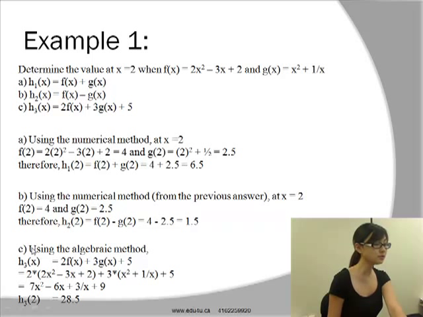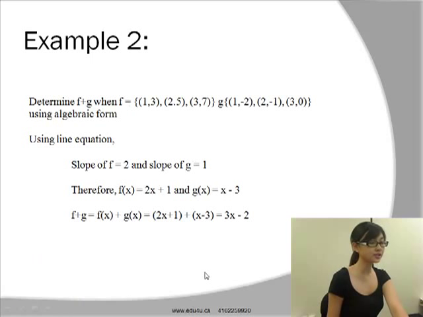So for question C, let's use the algebraic method. H of x equals 2 times f of x plus 3 times g of x plus 5. So we first combine these equations together and then we evaluate. So when we combine them, we have 2 times in bracket 2x squared minus 3x plus 2, plus 3 times in bracket x squared plus 1 over x, plus 5. And that would give us 3x squared minus 6x plus 3 over x plus 9. We simply plug in x equals 2 back into this equation, and that would give us 28.5.